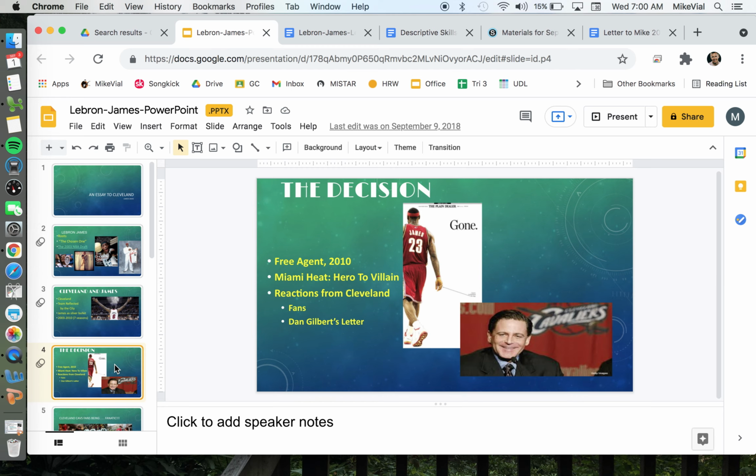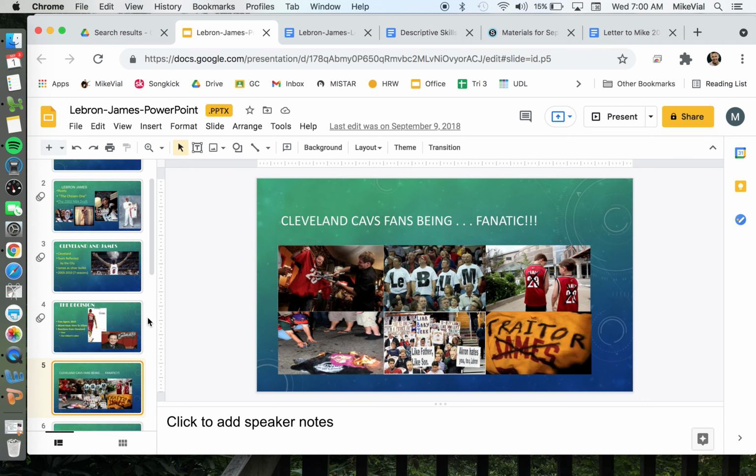And in 2010, he's up for free agency, and he kind of extends this decision about whether he's going to stay or is he going to leave. And he leaves to go to the Miami Heat. He becomes a hero to villain all within that moment. And the reaction from Cleveland fans is just overwhelming. The Cleveland fans are booing him at games. They're burning his jersey. I mean, they become fanatics at calling him a traitor.